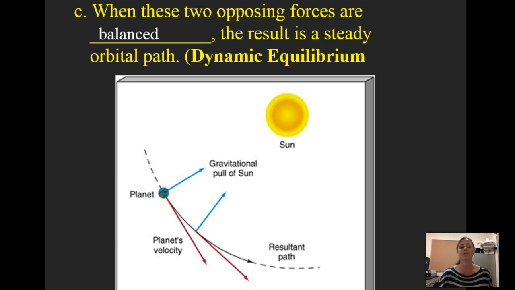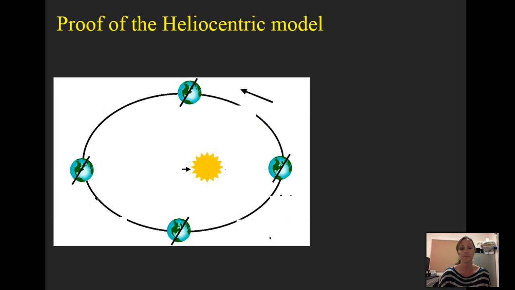When these two opposing forces are balanced, the result is a steady orbital path, and that's known as dynamic equilibrium. We've heard of this term too when we were talking about landscapes. We have erosional forces and we have leveling forces. When they are balanced, we call that dynamic equilibrium. Same thing here. When we have gravity pulling on an object and we have inertia acting on that same object, it becomes balanced when those two opposing forces are steady.